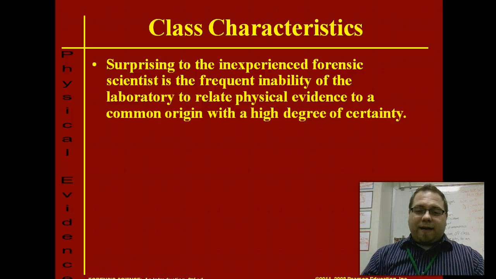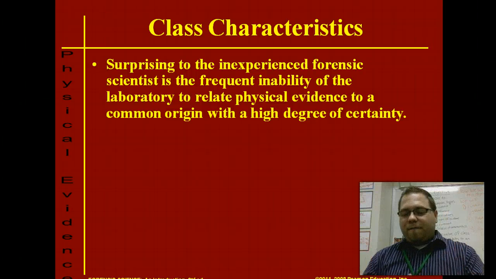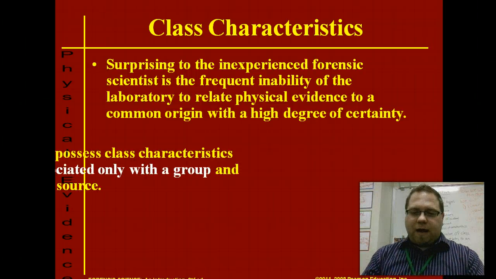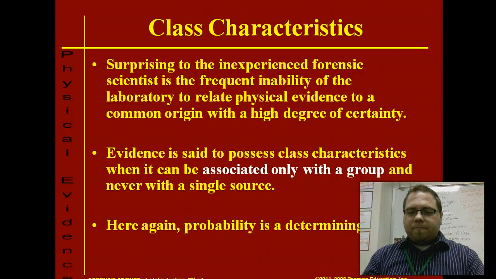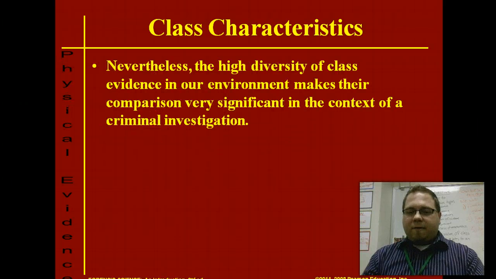Some things you cannot find their exact common origin with a high degree of certainty. It can only be associated with a group, and so probability is still the determining factor, but it doesn't narrow it down all the way. Most evidence, and you need to know this, most evidence has class characteristics.